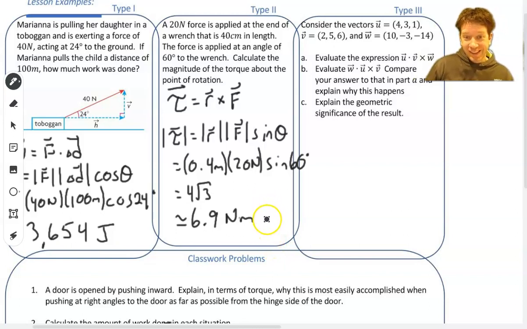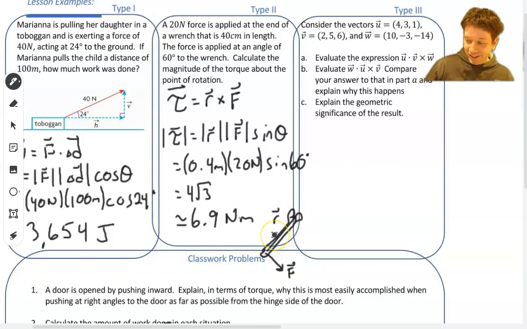Okay, now if you're interested in the direction of that torque, well, let's just draw this somewhere. So here we have a wrench. Something like that. That's not too bad. And it says 20 newtons is applied at the end of a wrench that is 40 centimeters in length. So let's say we apply a force. I'm just going to pick a direction here because it doesn't specify in the question. Let's say the force is in this direction. This is where the axis of rotation is, so the wrench revolves about this point. So that is R right there.